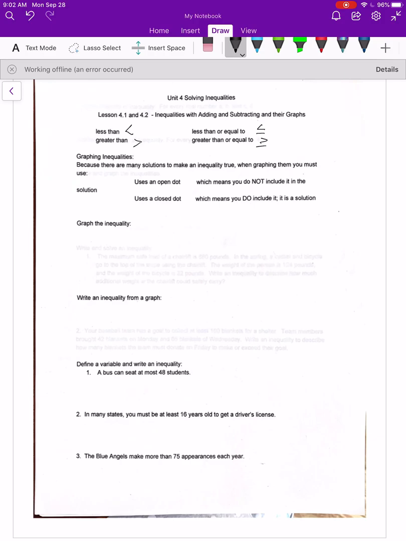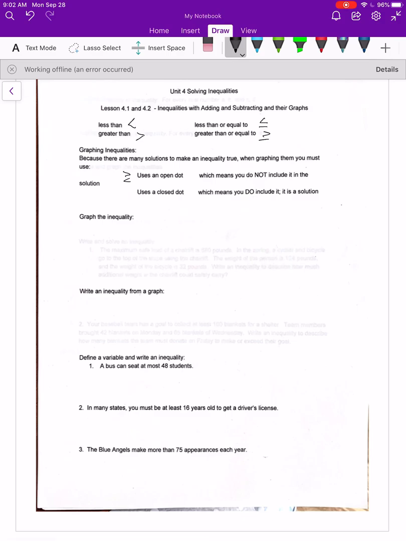We also, a lot of times, graph inequalities. And so there's a couple things that you need to be aware of. Because there are many solutions to make an inequality true, when graphing them, you must use some open and closed dots. So if you use greater than or less than, you use an open dot, which means you do not include the solution. If you use a greater than or equal to or a less than or equal to, it uses a closed dot, which means you do include it in the solution.